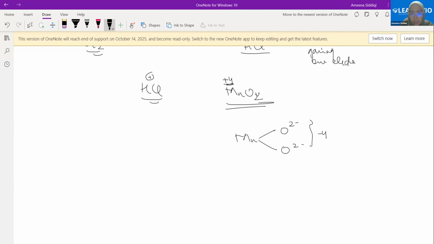Hydrogen was attached to one Cl, right? This gives a charge of minus 1. Therefore, hydrogen will have to have a charge of plus 1. Are you getting this?